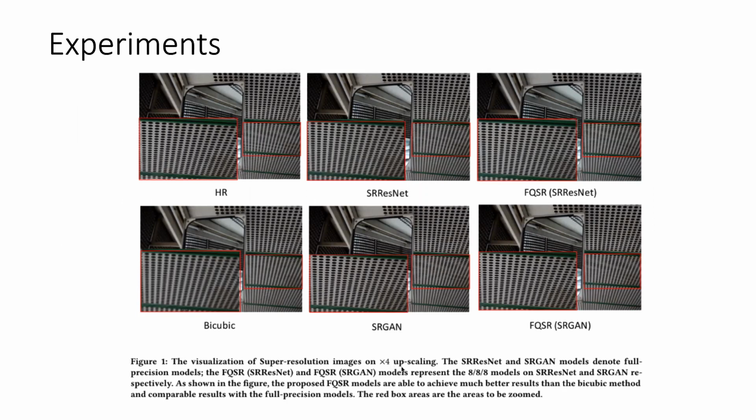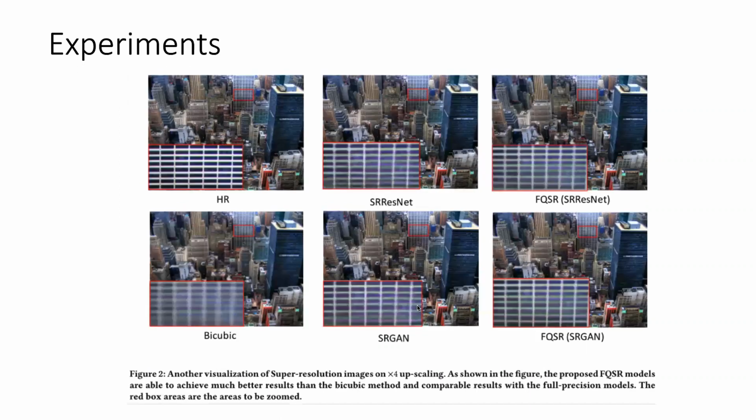For upscaling, we did it on SR-ResNet and SR-GAN. So the 8-8-8 model is already better than the bicubic upscaling; this is the HR image, and this is bicubic upscaling. Our model has better performance than the bicubic upscaling, and has visualizations comparable with SR-ResNet and SR-GAN. This is another visualization experiment with similar results. You can see that our model has comparable results with the SR-ResNet full precision models and SR-GAN full precision models, but much better than the bicubic upscaling.